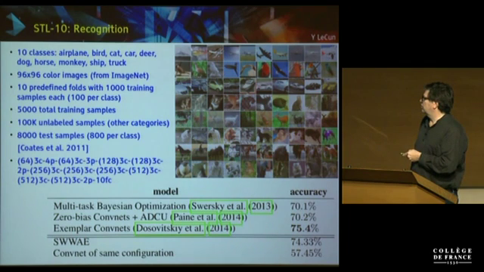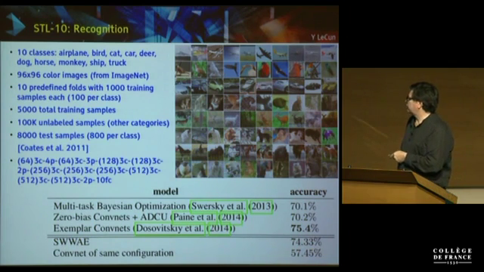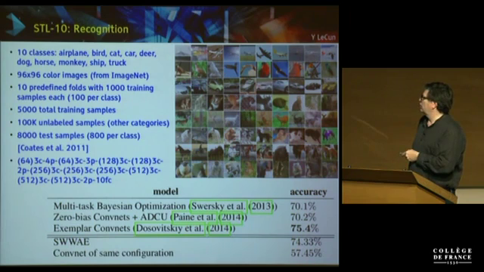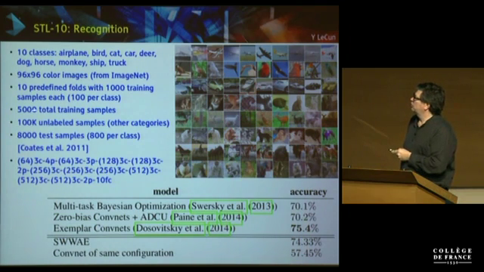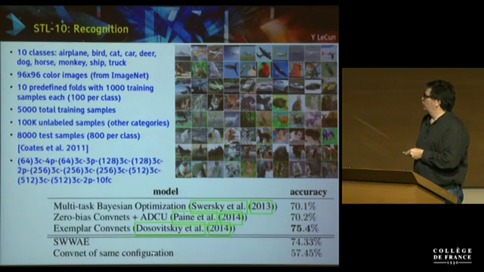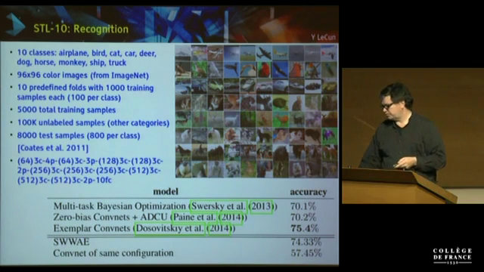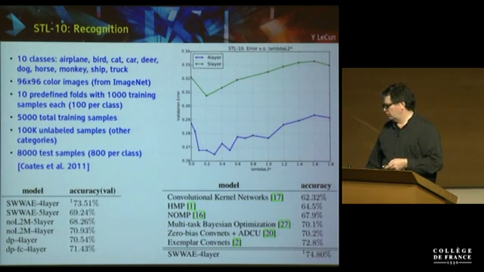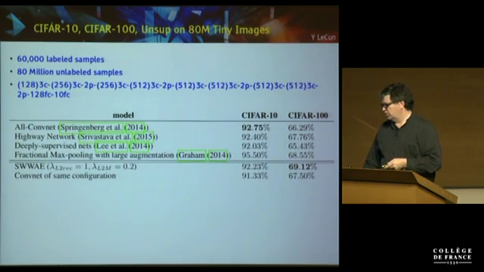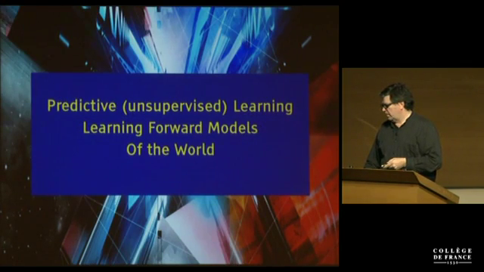Another method that works just as well, but it's very different. This is a stacked What-Where autoencoder with 74% accuracy on this database using the 100,000 examples that were unlabeled. Only 5,000 training samples, but the same convolutional network trained only obtains 57%. So it improves performance quite well.